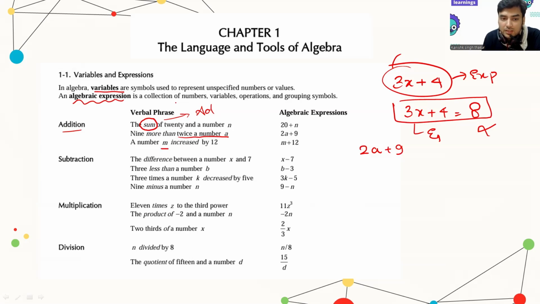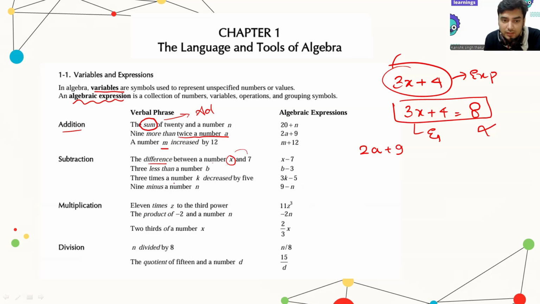For subtraction, you'll be using difference, less than, decreased or minus. So, "the difference between a number x and 7." So the difference between x and 7, you have to write x minus 7. Then if it is written "subtracted from," the number which comes second, you have to write first. Not here. So, difference between x and 7.